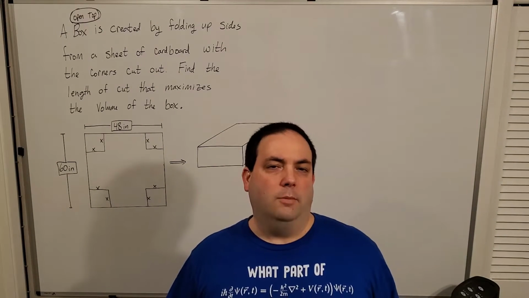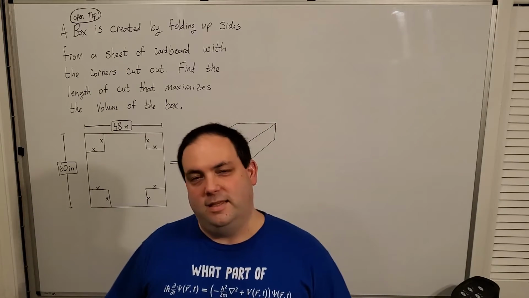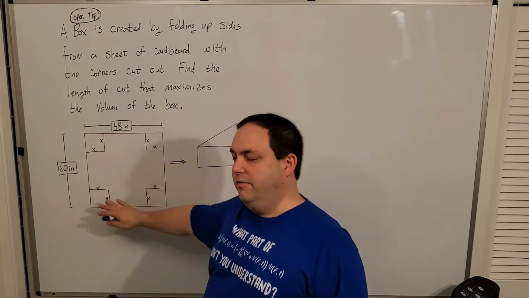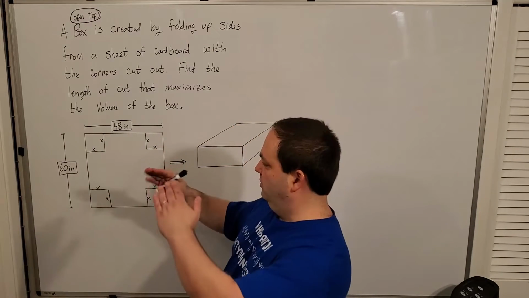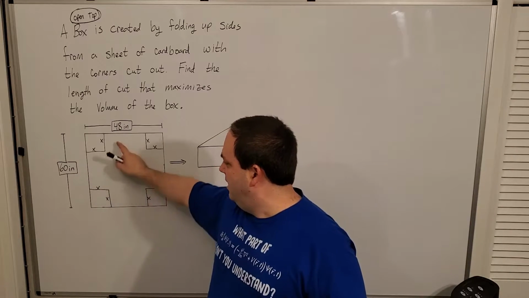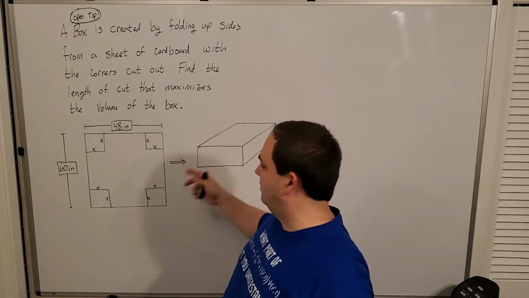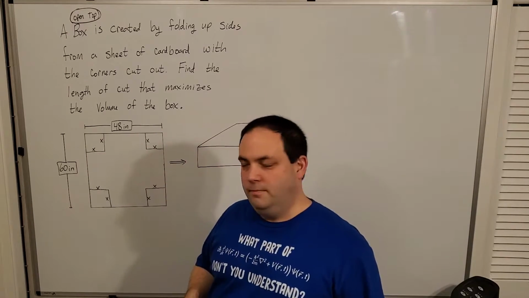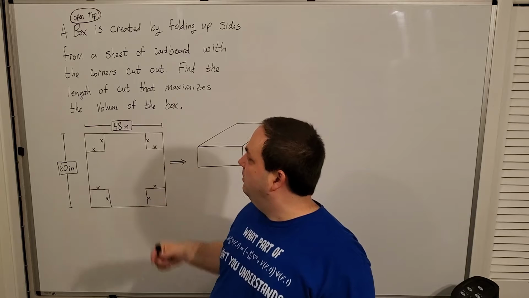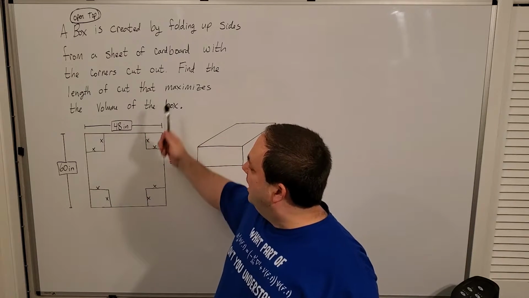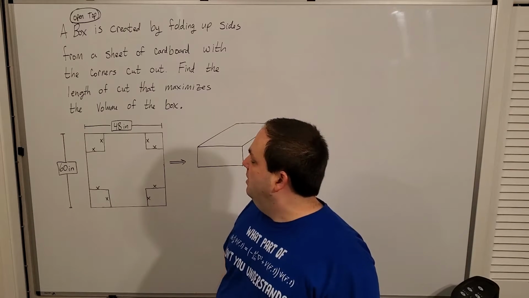Here's another very common problem that comes up a lot in calculus classes. I take a sheet of cardboard or metal or whatever and cut the corners out of it, and then fold these sides that are made here, here, here, and here. They fold them up to create a box that has an open top. Okay? So a box is created by cutting the corners and folding up the sides. Find the length of the cut, x, that maximizes the volume of the box.